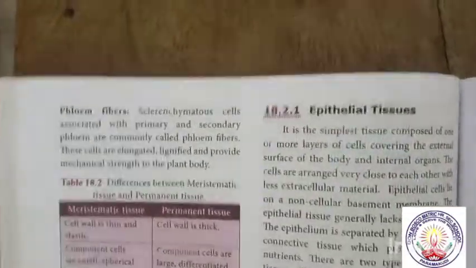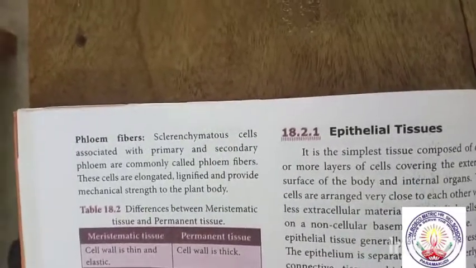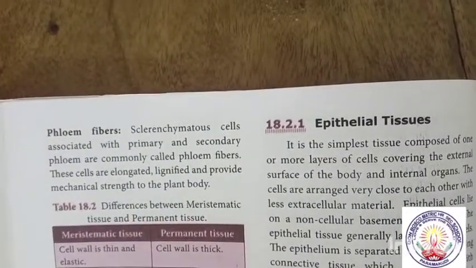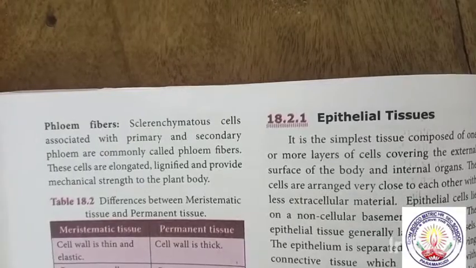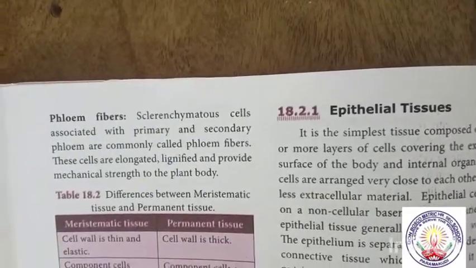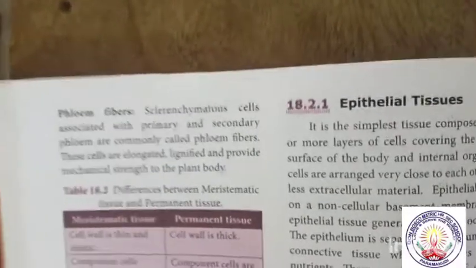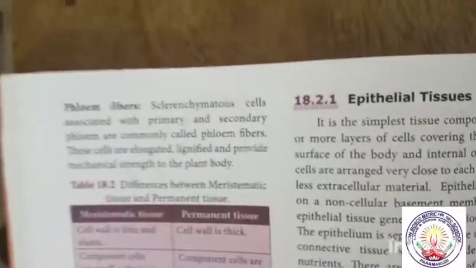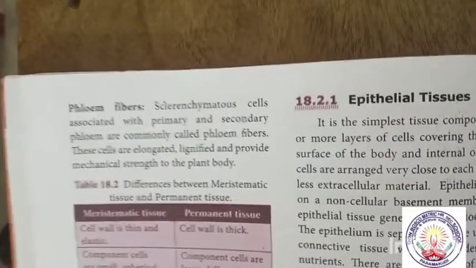All of you turn over to page number 214. Phloem fibers. Sclerenchymatous cells associated with the primary and secondary phloem are commonly called phloem fibers. These cells are elongated, lignified and provide mechanical strength to the plant body.